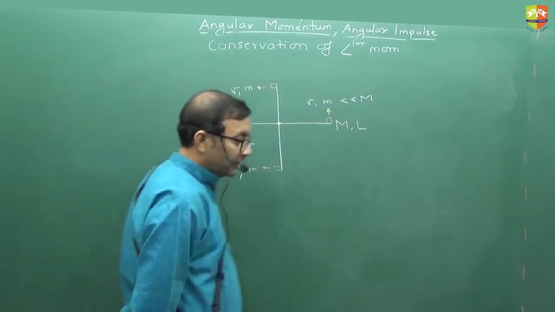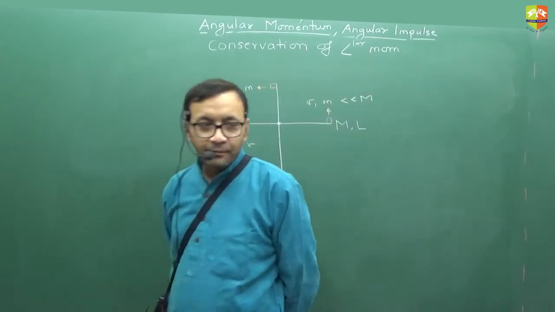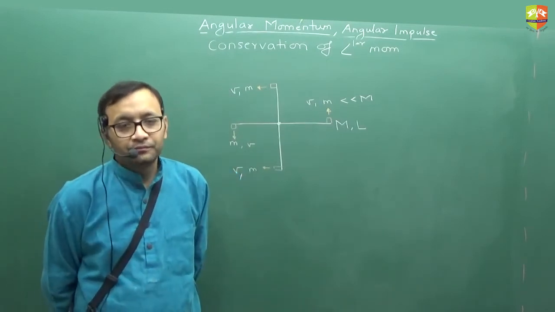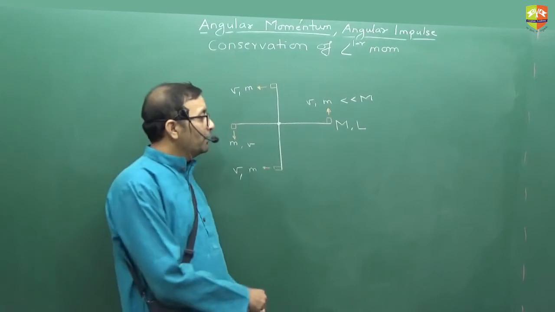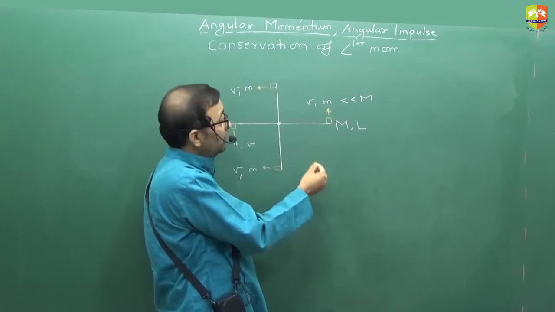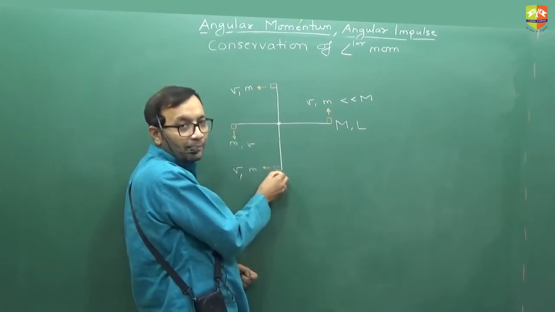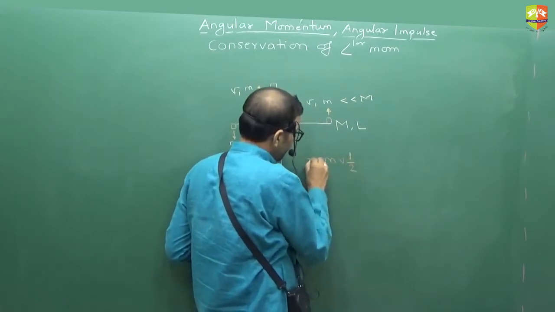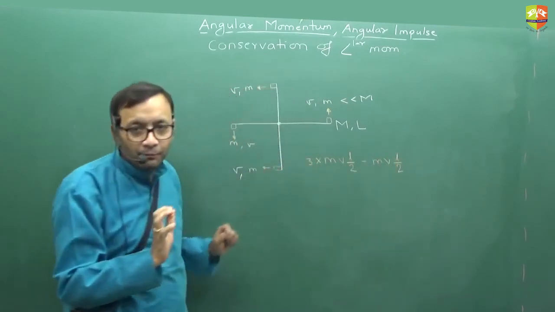What is the initial angular momentum of the system? Zero. It should be equal to the final angular momentum. Add up all the angular momentums of the particles, which are the bullets and the rods, and equate that to zero. Angular momentum of a bullet is how much? M into V into L by 2. These two bullets' angular momentum are in the same direction? Same direction. What about that? Opposite. So total angular momentum of the bullets will be MV L by 2, three bullets in the same direction, minus MV into L by 2. This is the total angular momentum of the bullets. Yes or no?